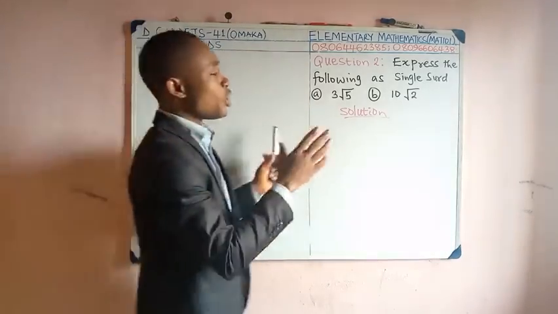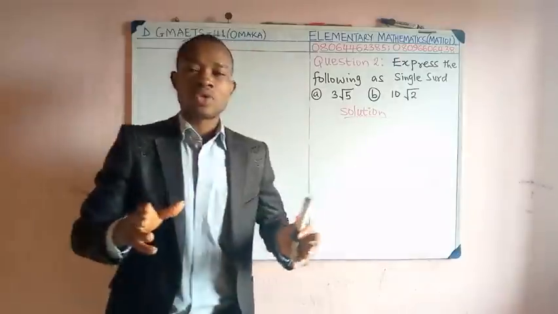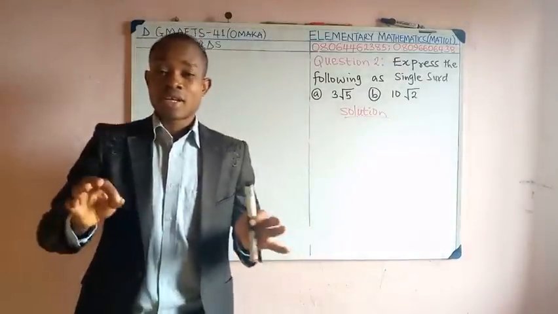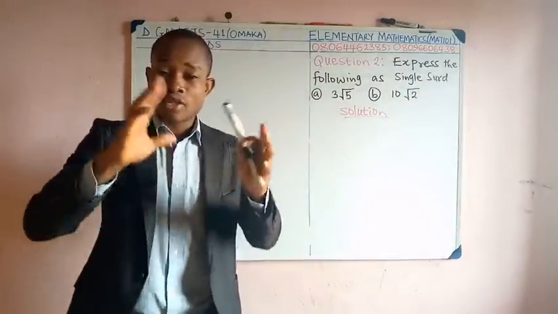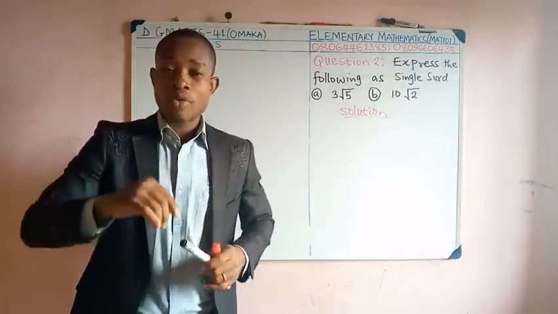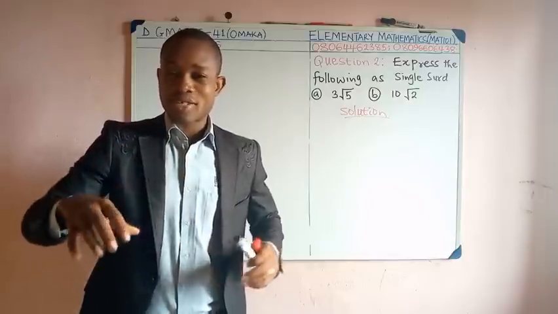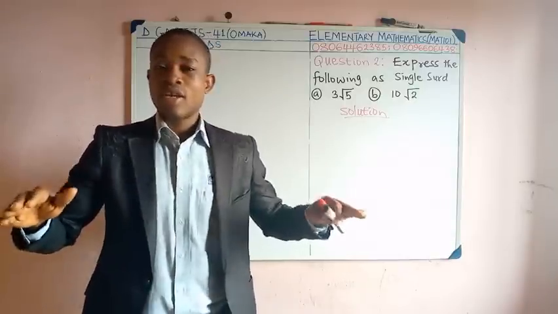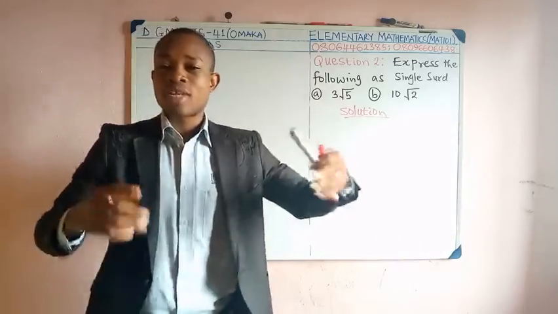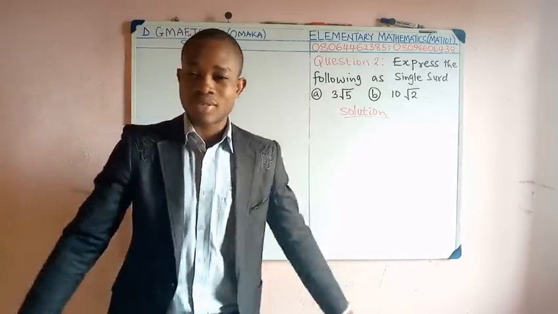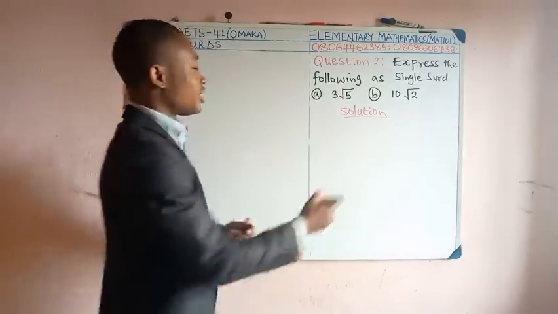So what do we do in order to express a mixed surd as a single surd? It's a simple process. Take the square of the term given to you and then cover it with a square root. This is a mathematical process that does not change anything, because if you take the square and square root of something at the same time, you've not really done anything to that thing. So let's see how it goes.